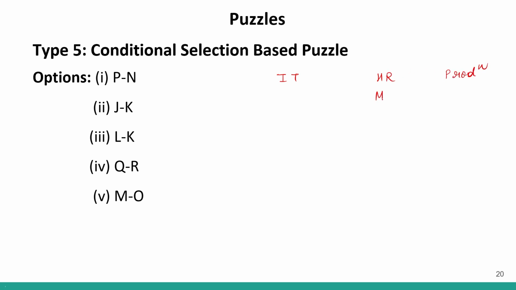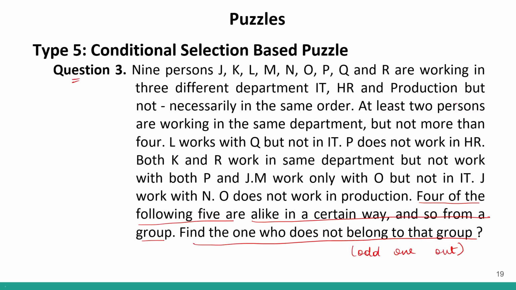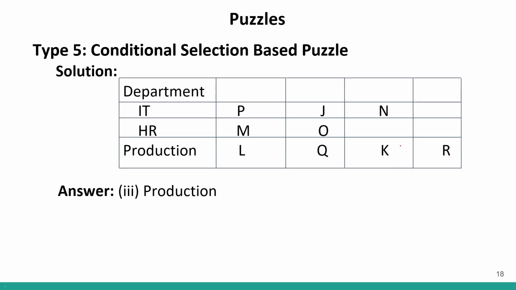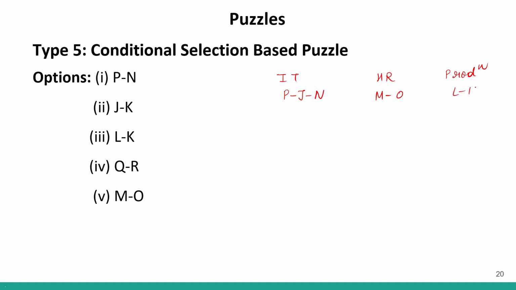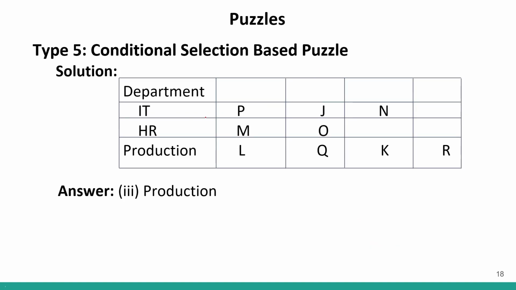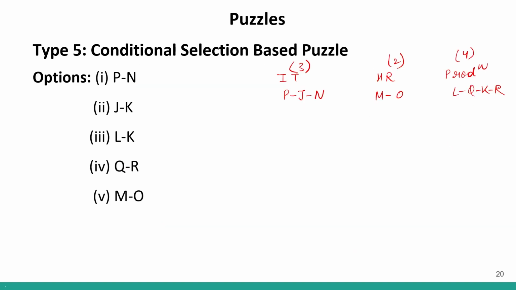In HR, we had M and O, correct? In IT, we have P, J, N, correct? And in production, we had L, Q, K, R. So in production, we had 4 people, in HR 2 people, and in IT 3 people. Let me recheck. Yes, in IT we had PJN, in HR we had MO, and in production we had LQKR. So this was my final arrangement.